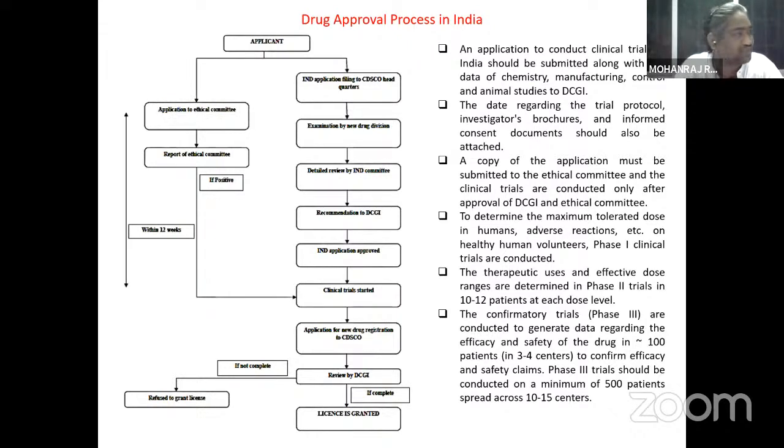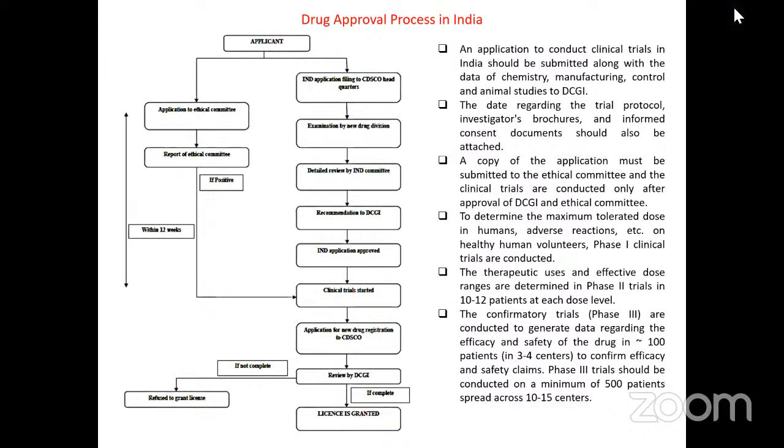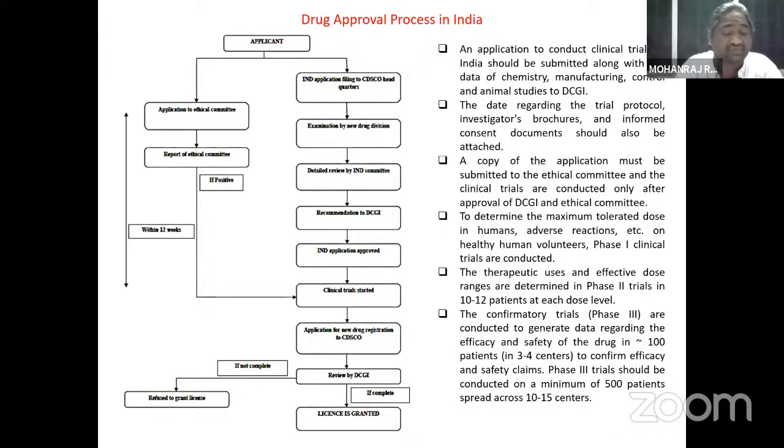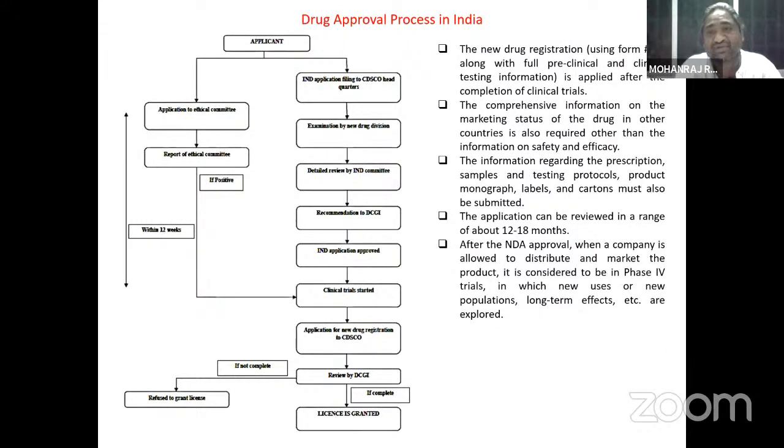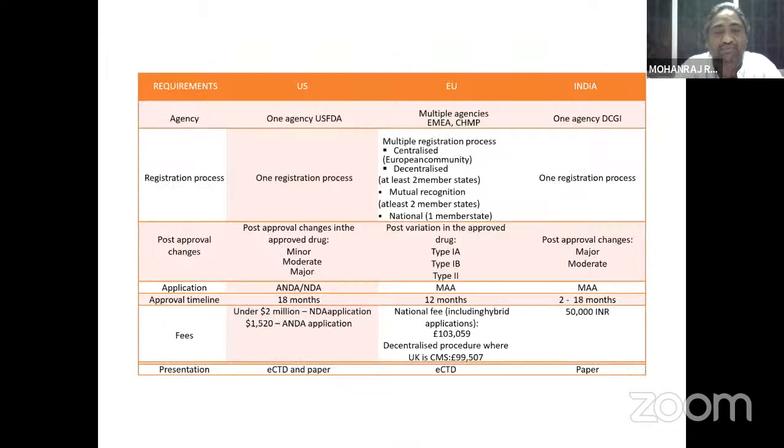Particularly the Phase 3 will be at 3 to 4 centers with a minimum population of 100 patients, up to 500 patients, which spread across 10 to 15 centers. And once these are all over, if you get into the NDA application, the corresponding sponsors must have the actual protocol to be filed for NDA approval. On this approval, one document will be released.